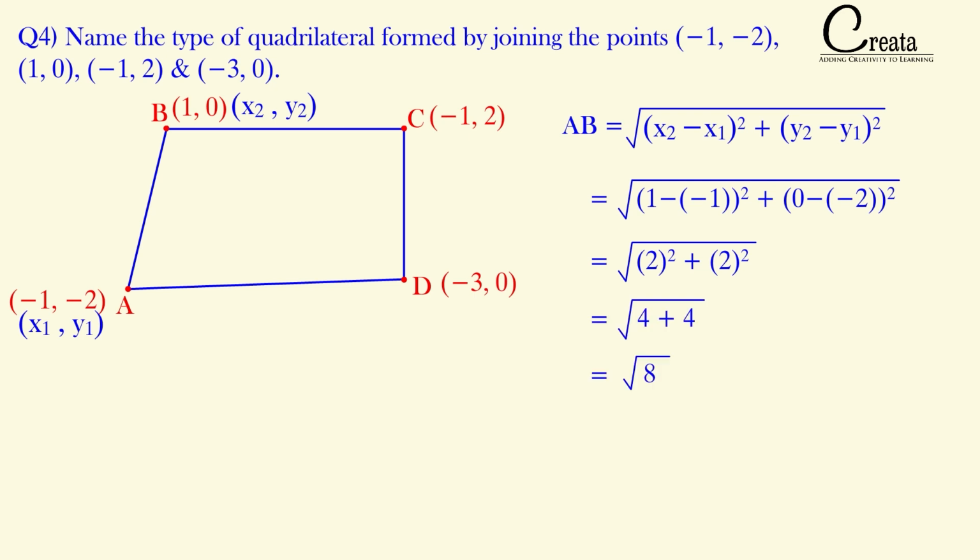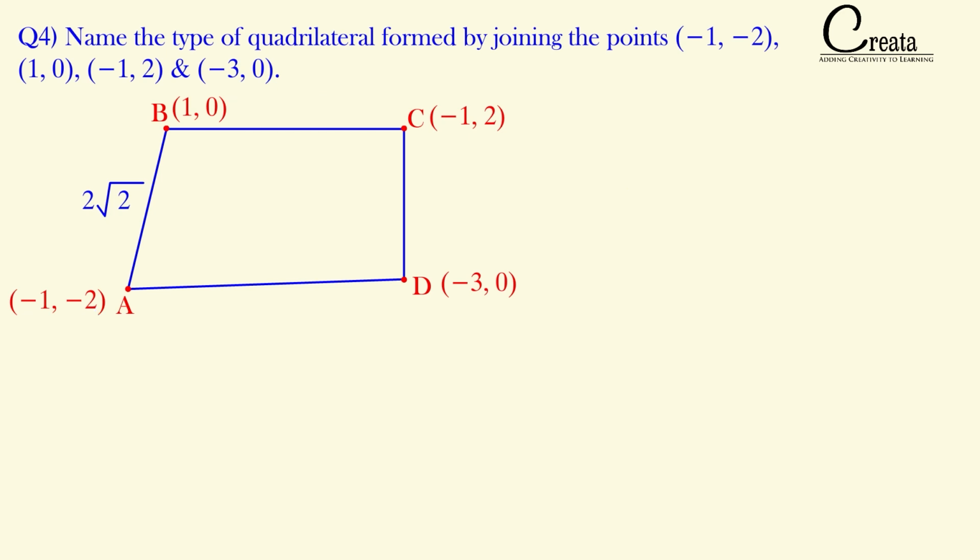We got the side AB as 2√2. I am not going into the detail of this formula, what is x2 and what is x1. I am assuming that you have understood the concept, what is x1, y1 and x2, y2 and how to apply this formula. I am just fast forwarding it. I am assuming you know how to apply the distance formula. So we got AB, that is side of this quadrilateral, as 2√2.